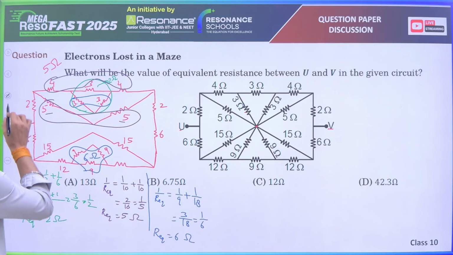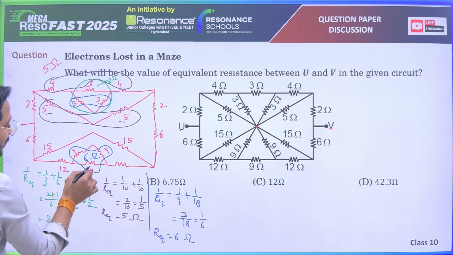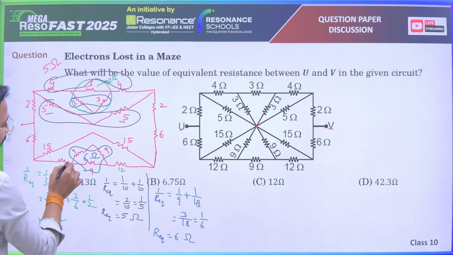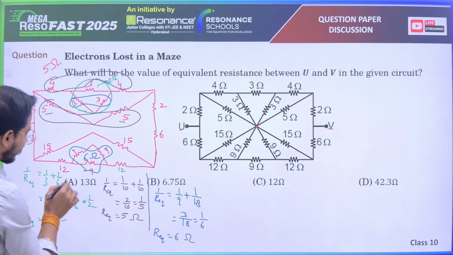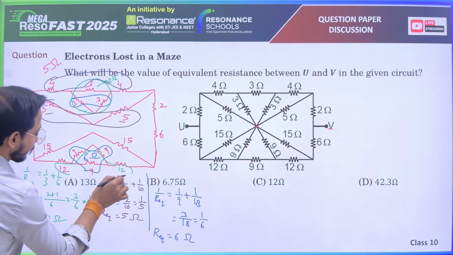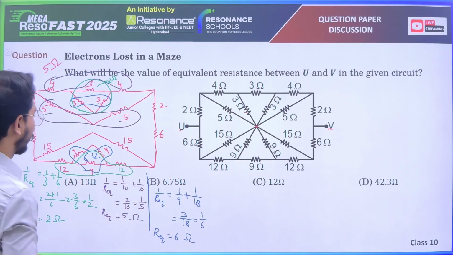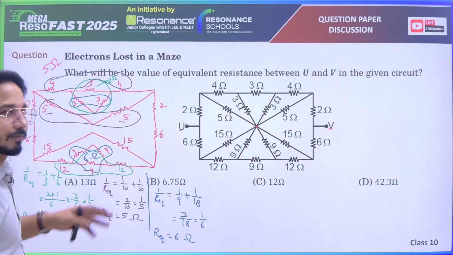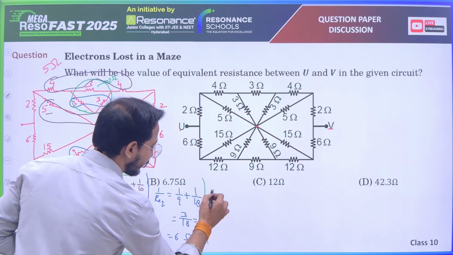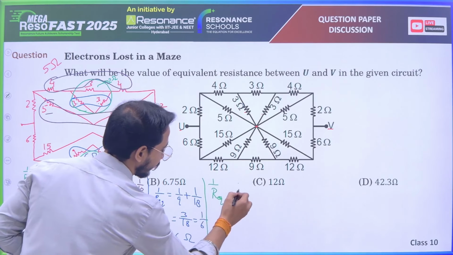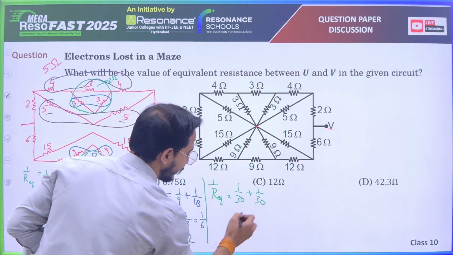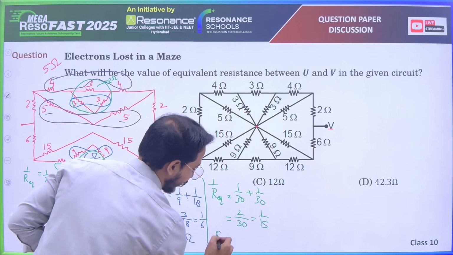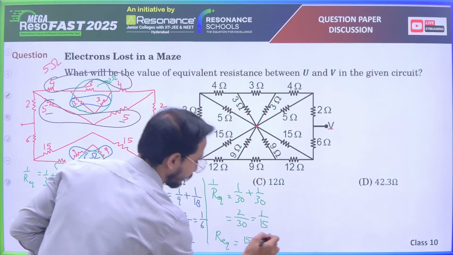Now again, here we are having 6 ohm, this is 12 ohm, here also it is 12 ohm. They are in series, and here 15 and 15 are in series. So R equivalent of 12 ohm plus 6 ohm plus 12 ohm: 12 plus 12 is 24, plus 6 is 30, and 15 plus 15 is 30. So R equivalent here will be 1 by 30 plus 1 by 30, which is 2 by 30, means 1 by 15. So R equivalent will be 15 ohm, right?